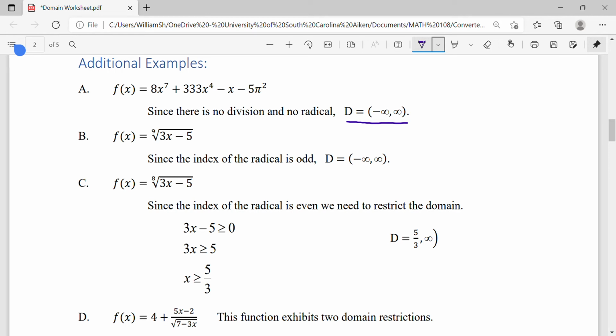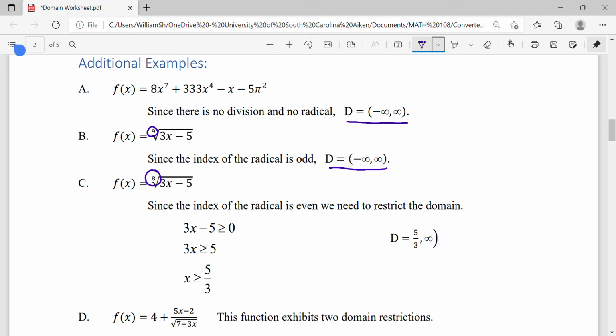There's nothing really here that's going to hold me back. If I look at B, I've got the 9th root of 3x minus 5, which is a radicand, but if you'll notice, it's a 9. 9 is an odd number, therefore I'm not worried about the square root of a negative because it's odd, and you don't have to worry about it with odds. I don't have anything in the denominator, it's not a word problem, so my domain stays negative infinity to positive infinity. Now when I come into C, I have the 8th root of 3x minus 5.